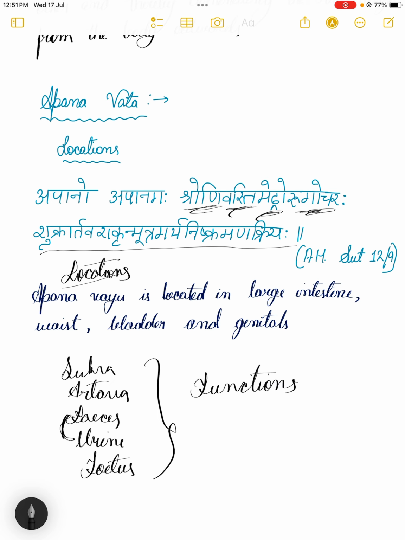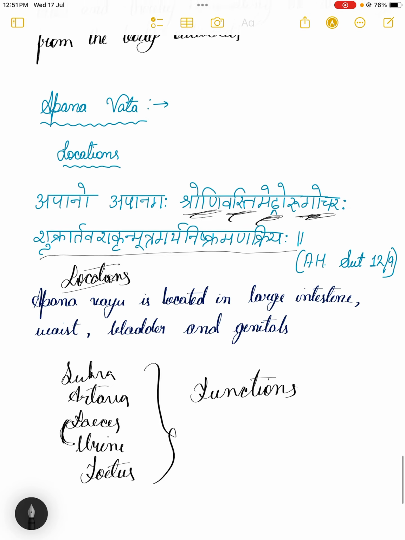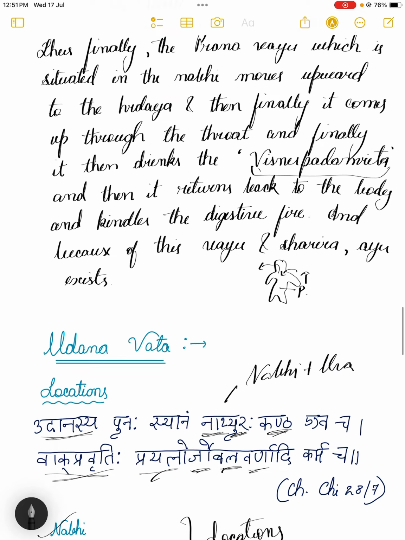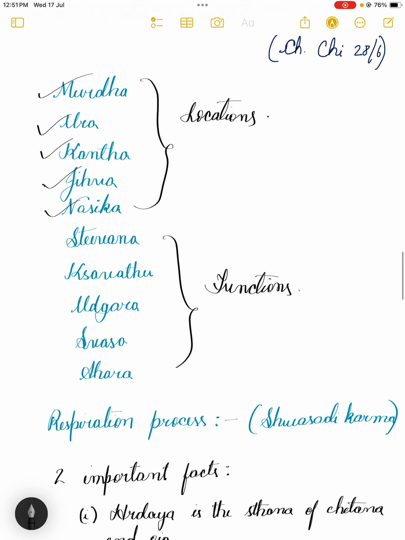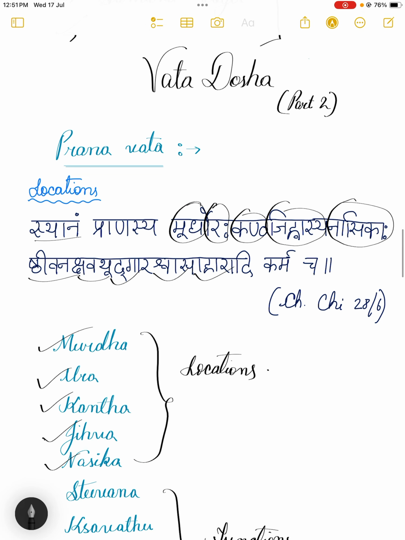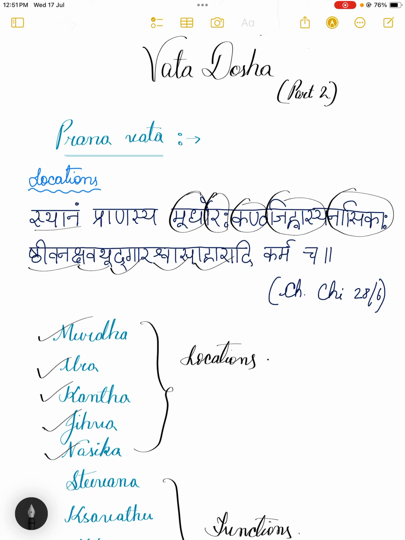Thus by the end of this verse, we have known about the location and function, and with this we come to the end of today's topic, that is the second part of Vata Dosh, which includes understanding of the concept of each of the Vata Dosh and its classification with its location and function in detail.